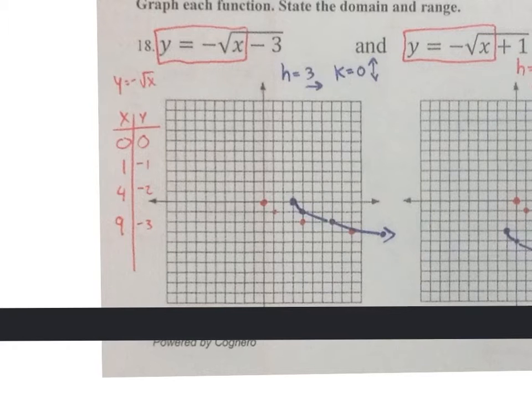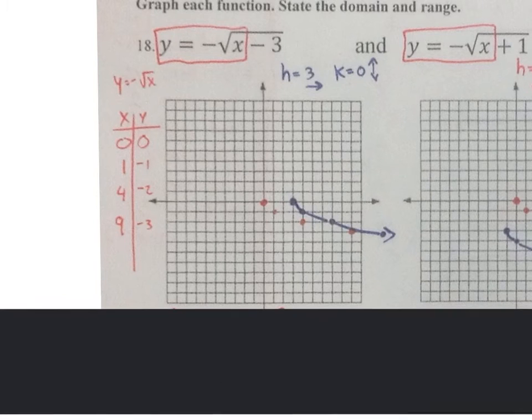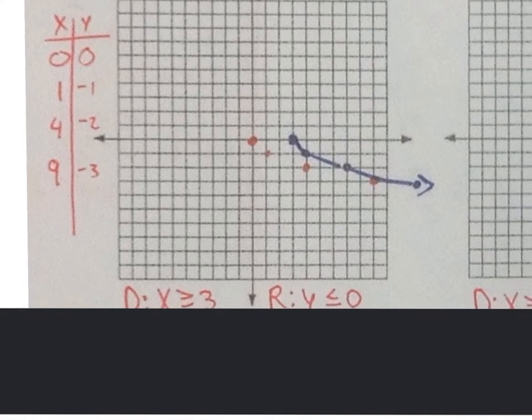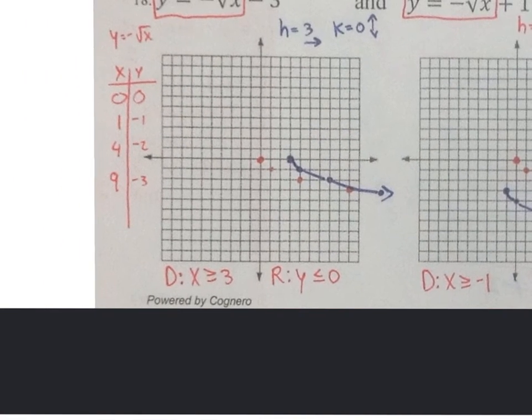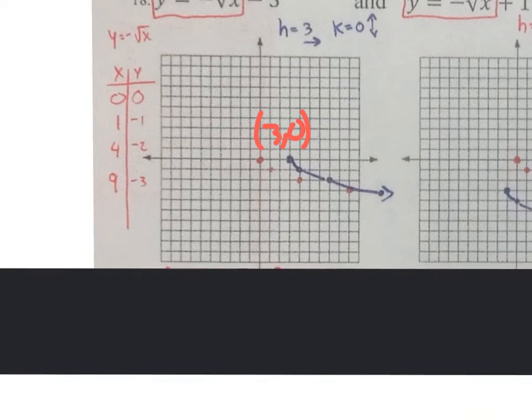So what we need to do now is state the domain and range. So that coordinate, the hk coordinate, we know is 3, 0. 3 on the x, 0 on the y. And, whoops, well I guess I messed up on covering up domain and range.